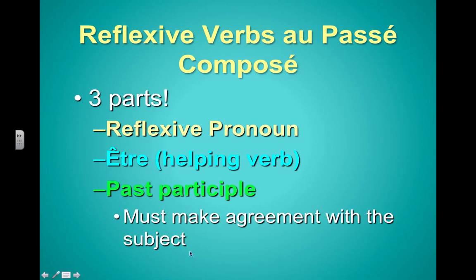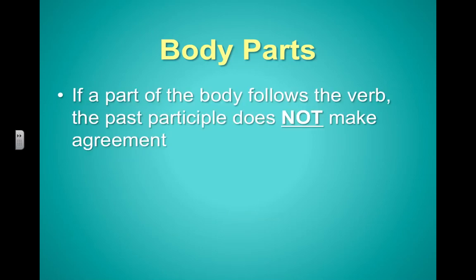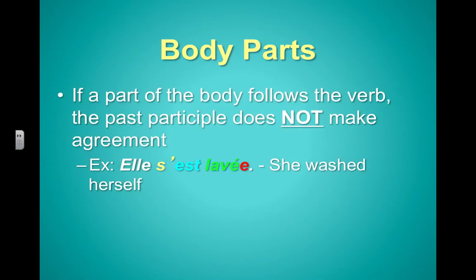And just like with our Van der Tramp verbs, you have to make agreement. Anytime être is your helping verb, your past participle has to match your subject, which means adding an E or adding an S. Now, of course, there's always an exception to the rule. If we come across a body part, we do not make agreement.